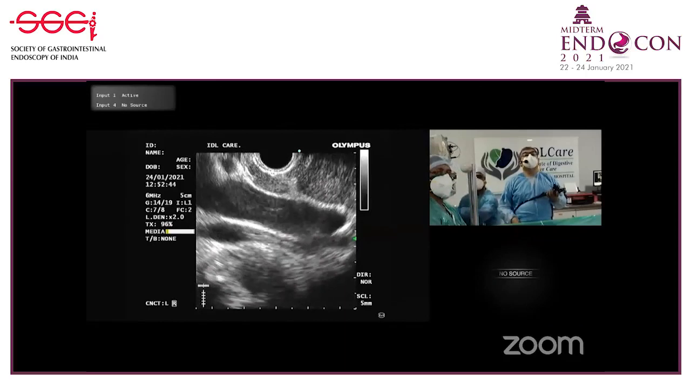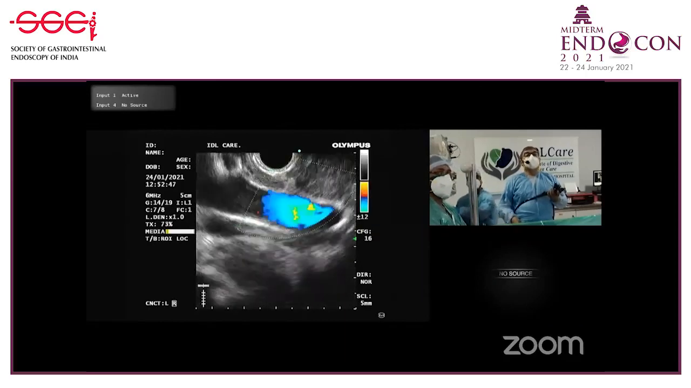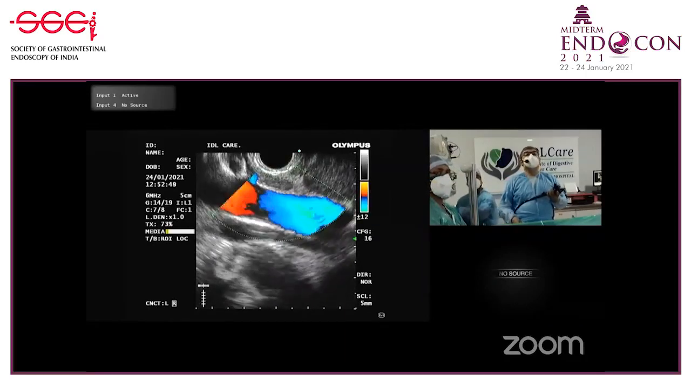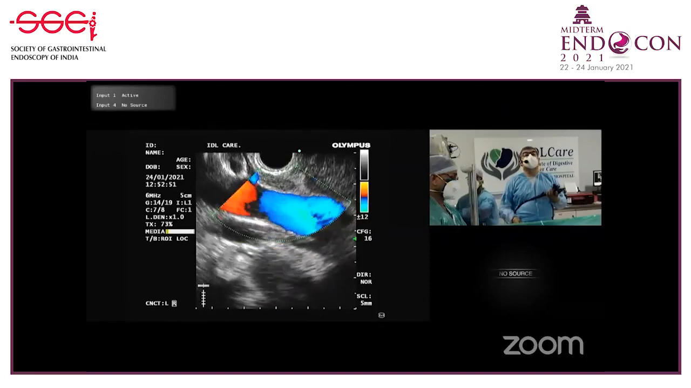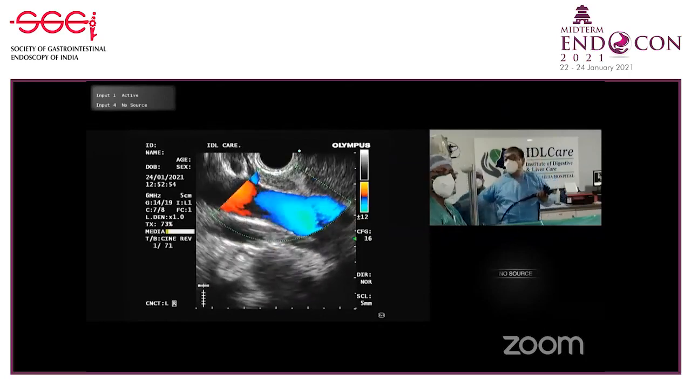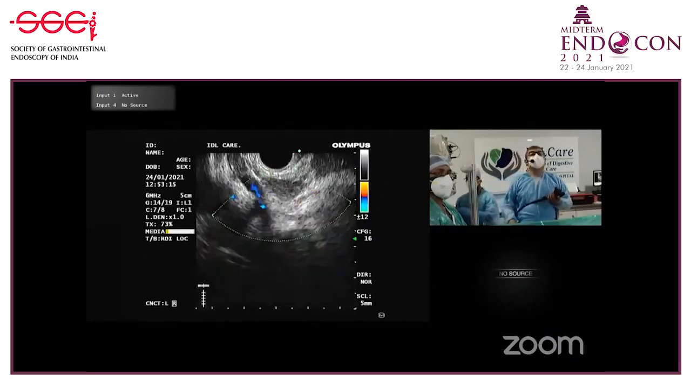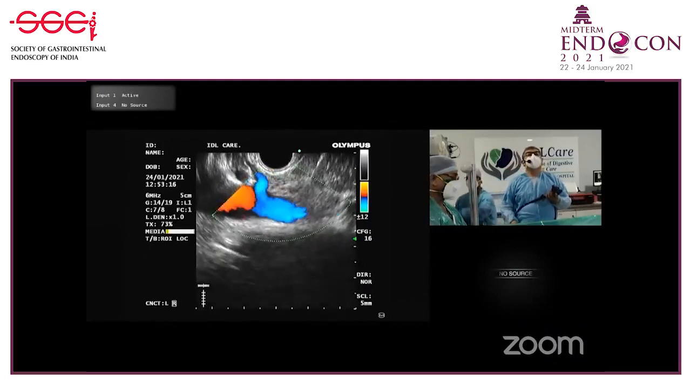You can see this huge structure, please, is the portal vein. This is the portal vein. Below that, this is the common bile duct. See the common bile duct? We can measure it. It is 6.6, which is okay for our age. So this is the portal vein entering the liver.